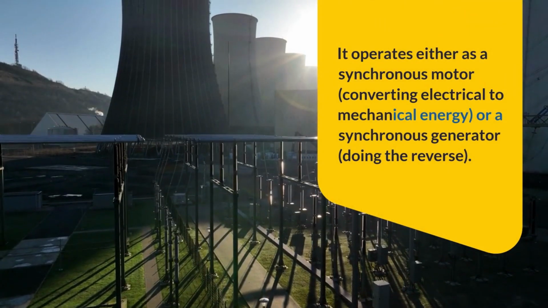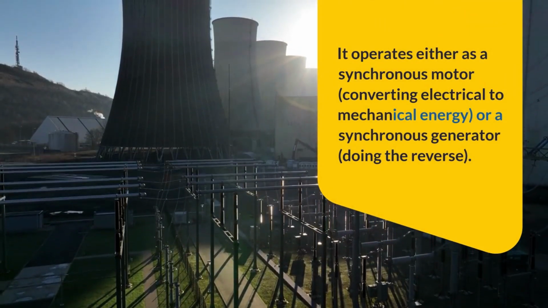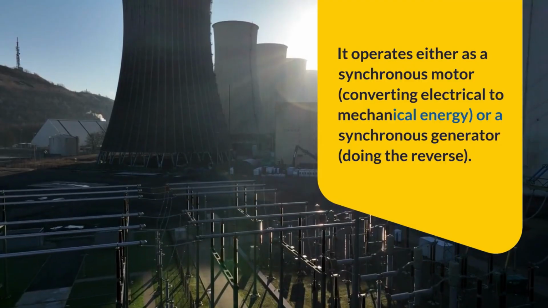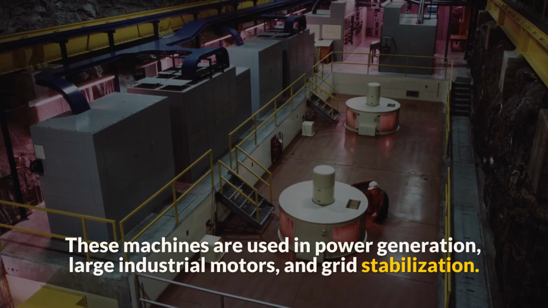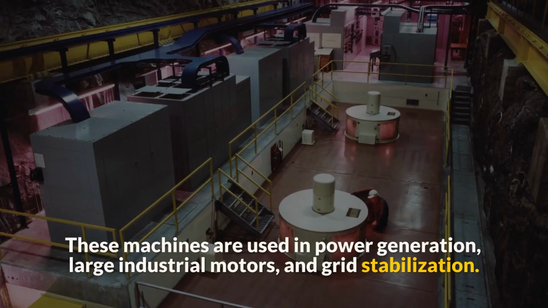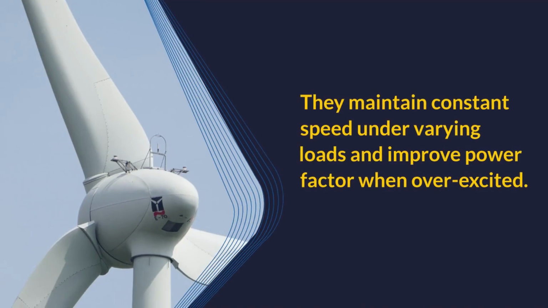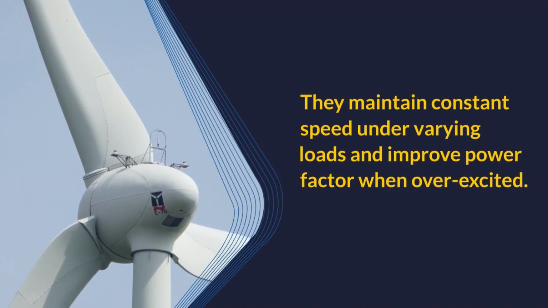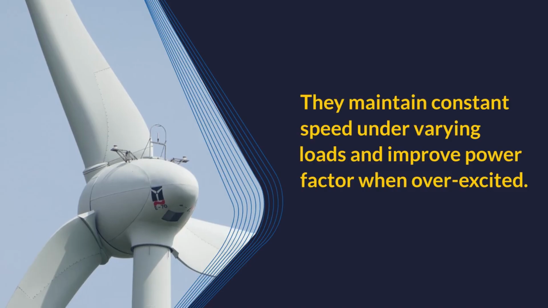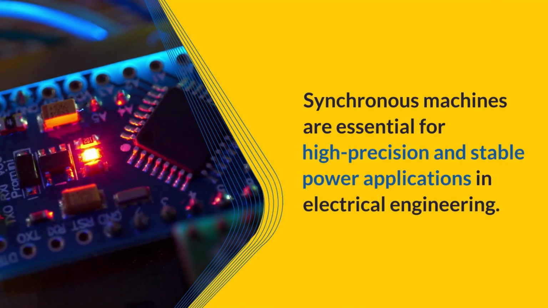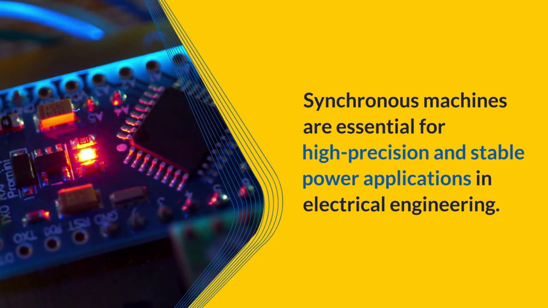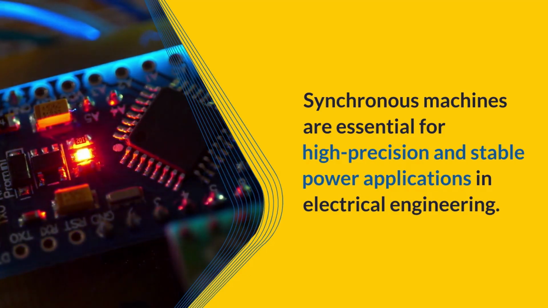It operates either as a synchronous motor, converting electrical to mechanical energy, or a synchronous generator, doing the reverse. These machines are used in power generation, large industrial motors, and grid stabilization. They maintain constant speed under varying loads and improve power factor when overexcited. Synchronous machines are essential for high precision and stable power applications in electrical engineering.